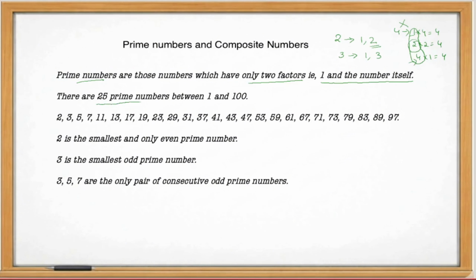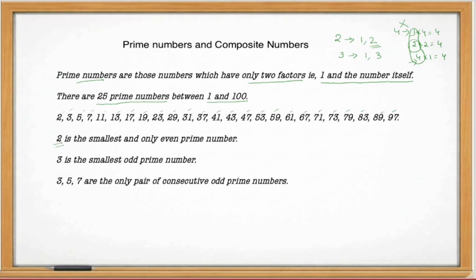There are 25 prime numbers between 1 and 100. What are they? 2, 3, 5, 7, 11, 13, 17, 19, 23, 29, 31, 37, 41, 43, 47, 53, 59, 61, 67, 71, 73, 79, 83, 89, and 97. So these are the 25 prime numbers between 1 and 100.